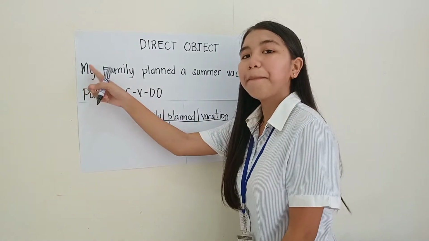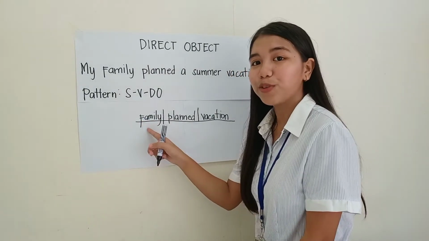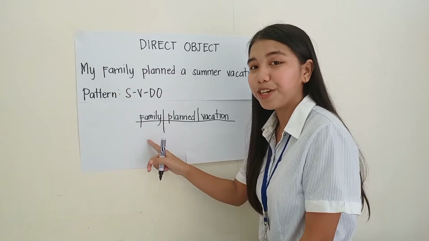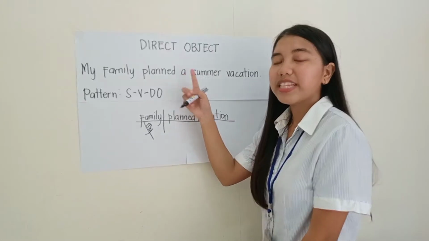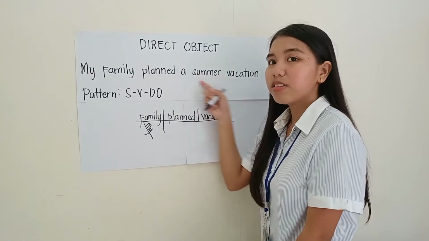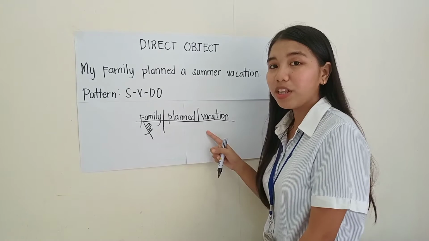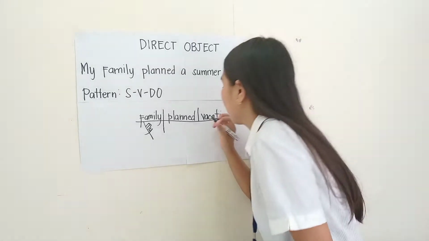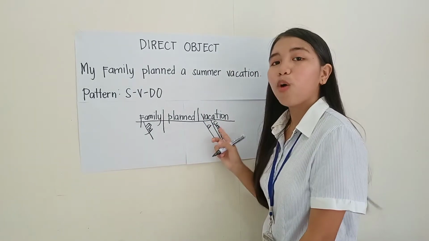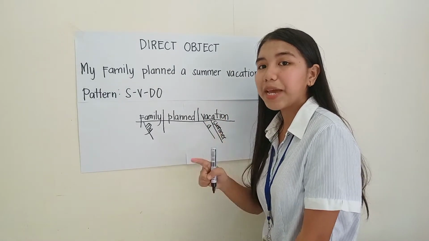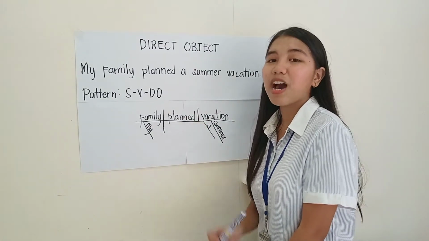Then how about the word my? Where should we put the word my? We should put it underneath the word family because it modifies the word family. So we should put it here. And the word a, this is an article, and the word summer, we should put it underneath the word vacation because it modifies this vacation. So we should put it like this, a, and summer. Summer, because it modifies what type of vacation did the family plan. So this is how to diagram direct object.